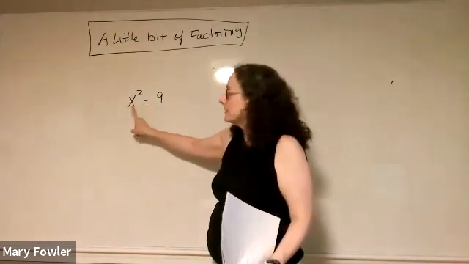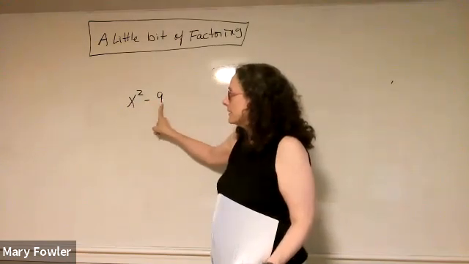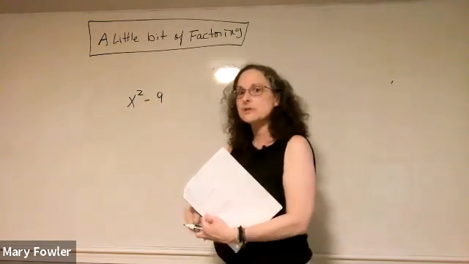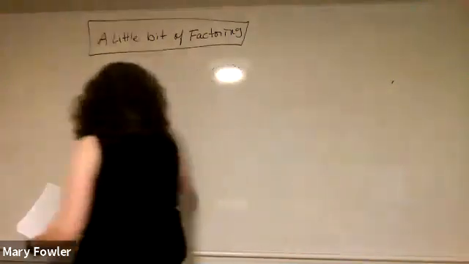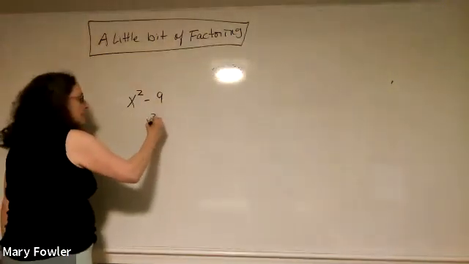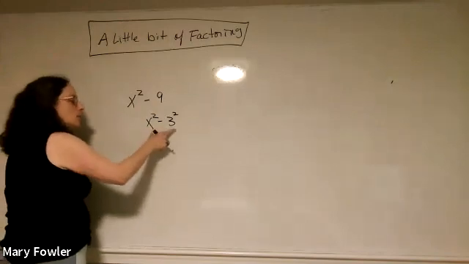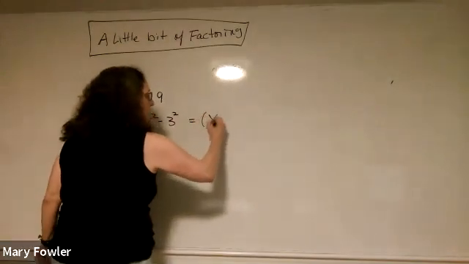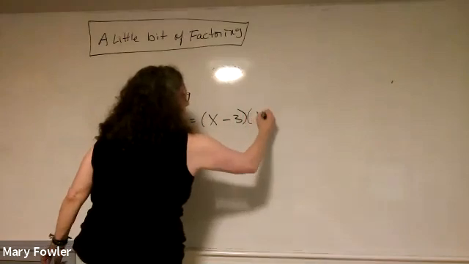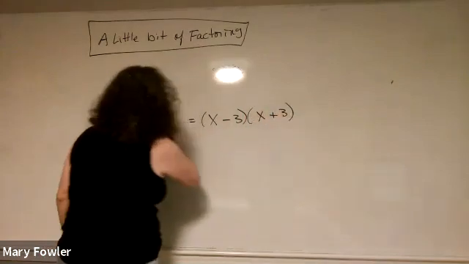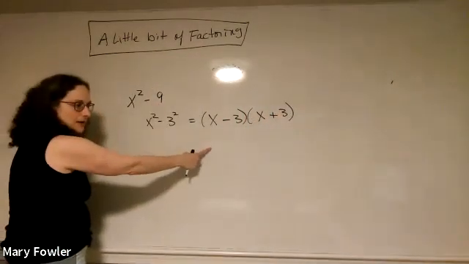It is. This is x squared, and 9 is 3 squared, right? So let's just write the 9 as 3 squared. And maybe you don't need to go through that, that's fine. But what we see is that this is x minus 3 times x plus 3. The difference of 2 perfect squares factors like this.